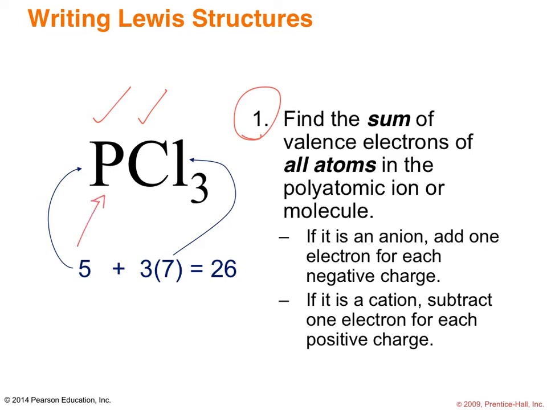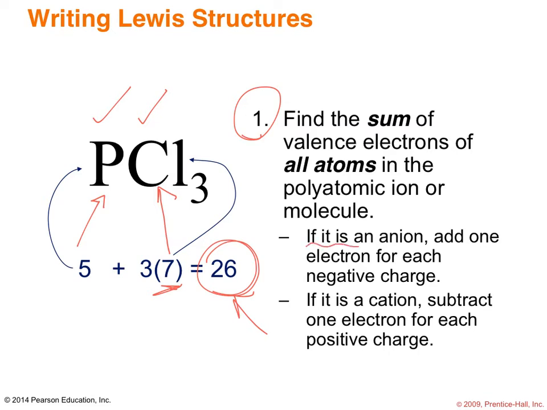Phosphorus is in group 5A, so it has 5 valence electrons. Chlorine is in group 7A, so each of the 3 chlorines has 7 valence electrons. So altogether, phosphorus trichloride has 26 valence electrons. The bottom line is you need to place however many total valence electrons there are in your Lewis dot structure. They all need to be accounted for.